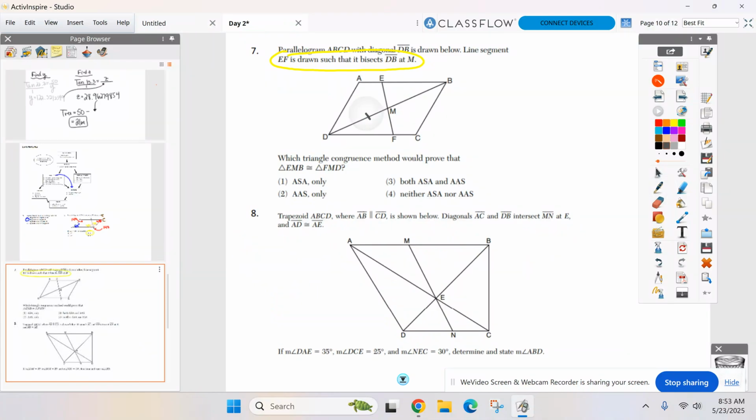Good job. DM is congruent to MB. Done. All right, now I need to know which method up here is going to prove EMB and FMD congruent. So this triangle with this one.